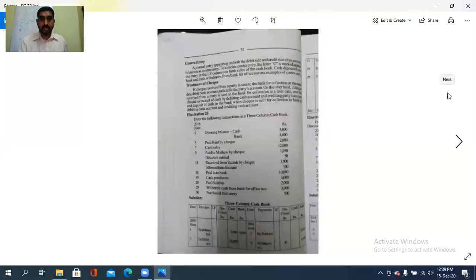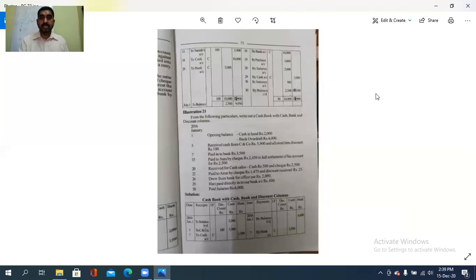And finally, what is that? Purchased stationery, account debtor to cash. So what is the entry? By stationery 500. Then take the total of all the things.